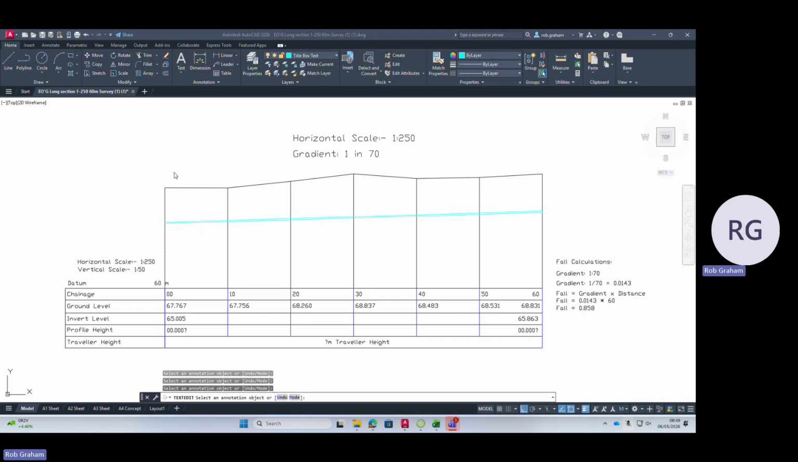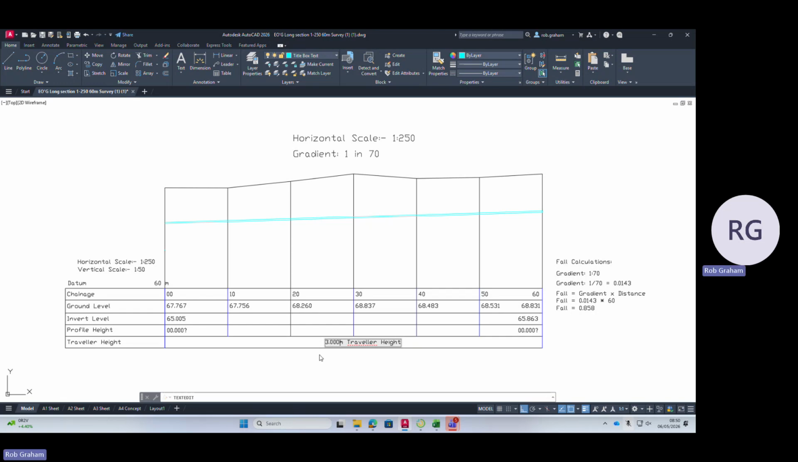So the other factor would be your traveler height, which is mobile along this route, should be in multiples of 0.5 meters. I'm going to show you an example here of how we're going to calculate this on a vertical scale of 1 to 50. We'll start with a 3 meter traveler height. So for this one, I'm going to try a 3 meter. And what that basically means is that we offset from our invert level up 3 meters.